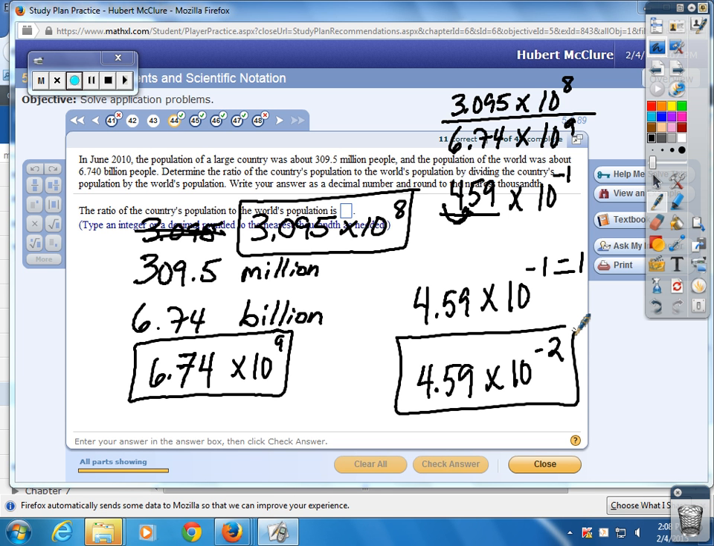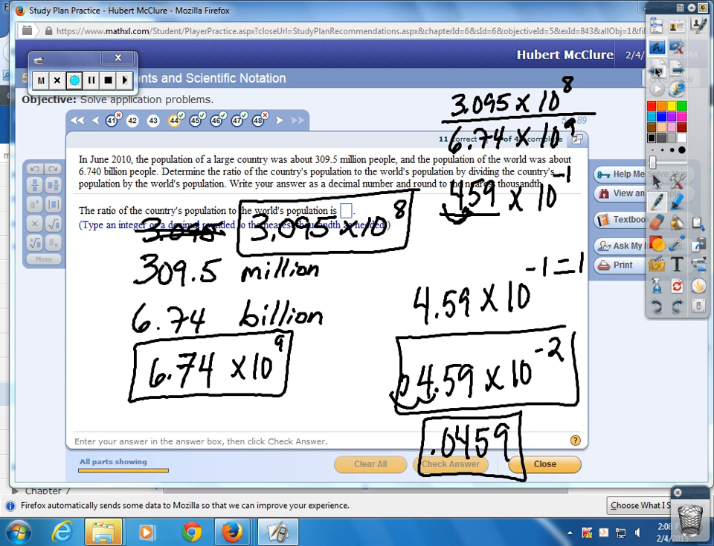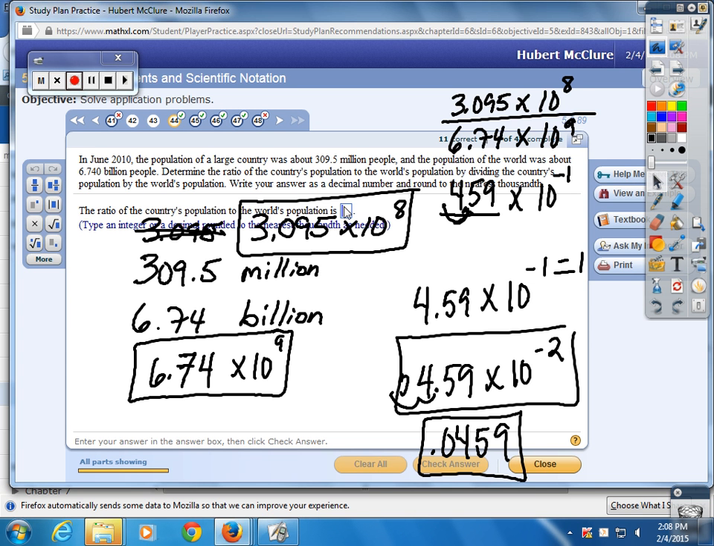It says type as a decimal. So I got to move this how many places? So 0.0459. That's my answer. And it says round to the nearest what? Nearest thousandth? 0.04 what? 6, Hubert. That's right. So let's look. Because somebody out there is saying that I didn't get it right because I didn't do it their way. 0.046.